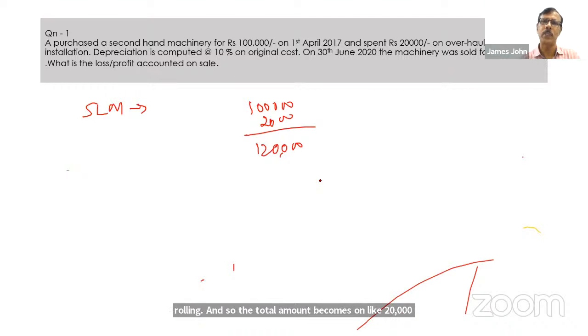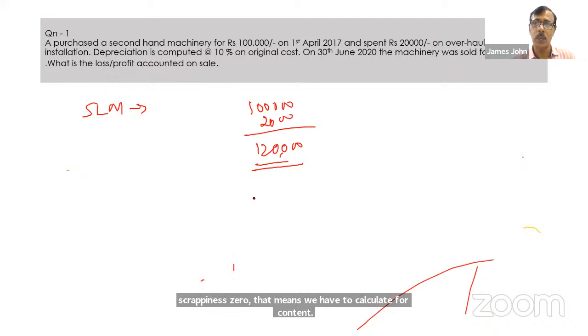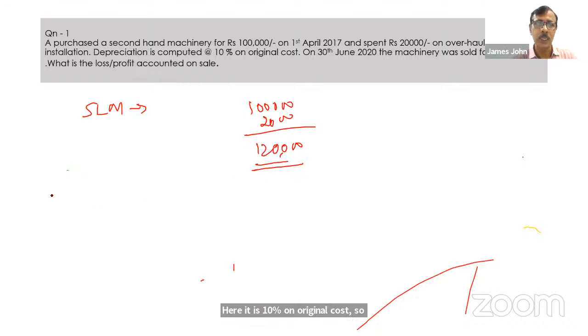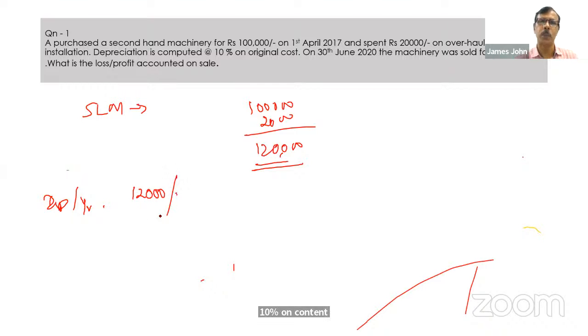That means we have to provide depreciation for 1,20,000. Here scrap value is not given, so you can take scrap value as 0. Here it is 10% on original cost. So per year depreciation will be, tell me, 10% on 1,20,000. 12,000. Yes. So 12,000 is per year depreciation.